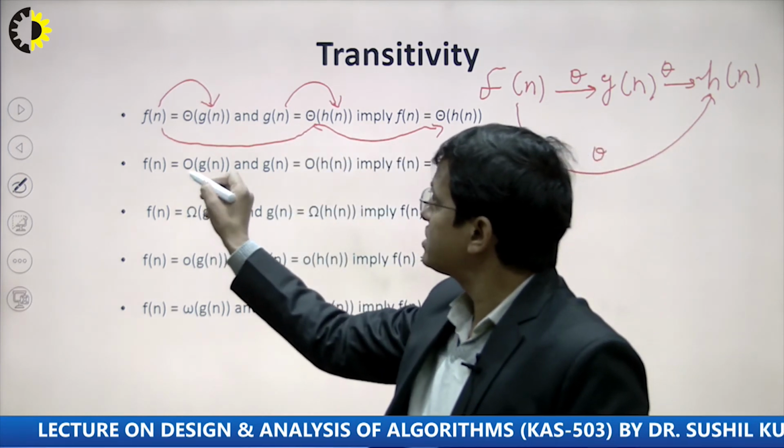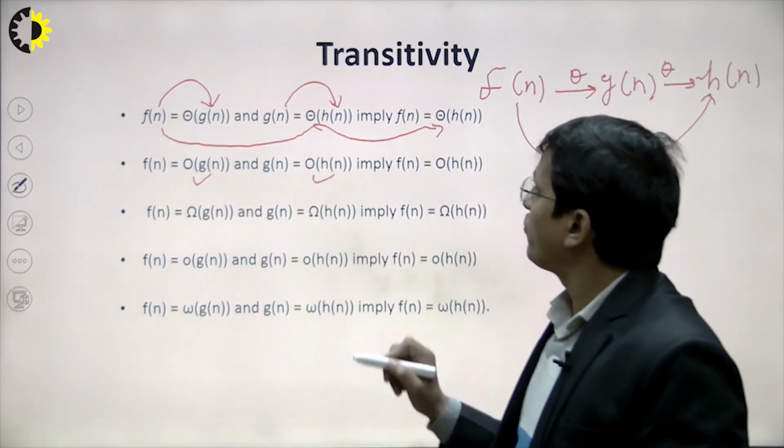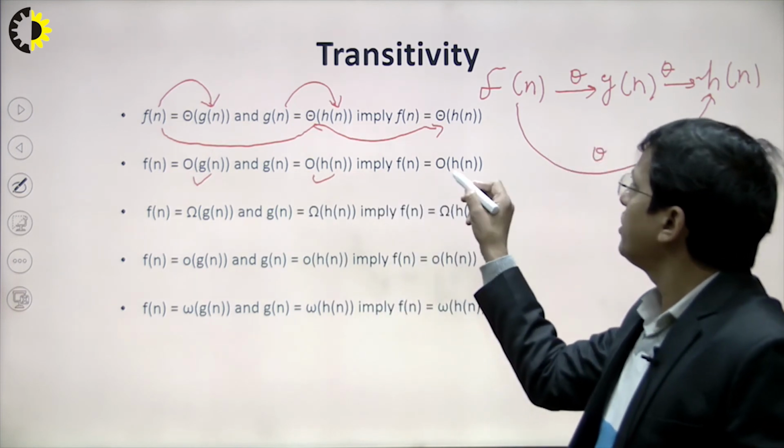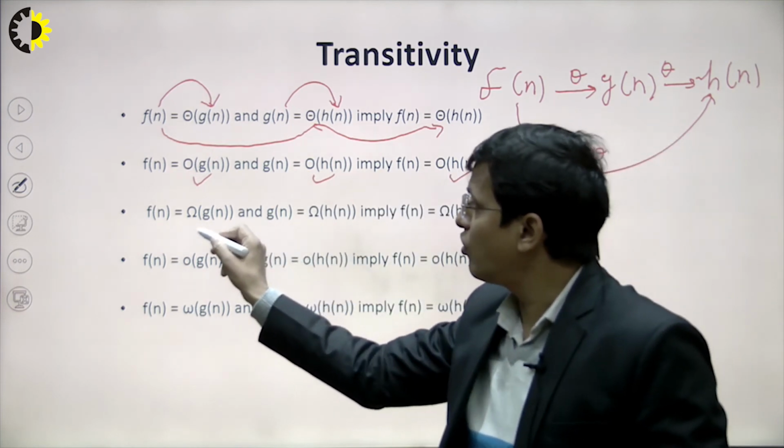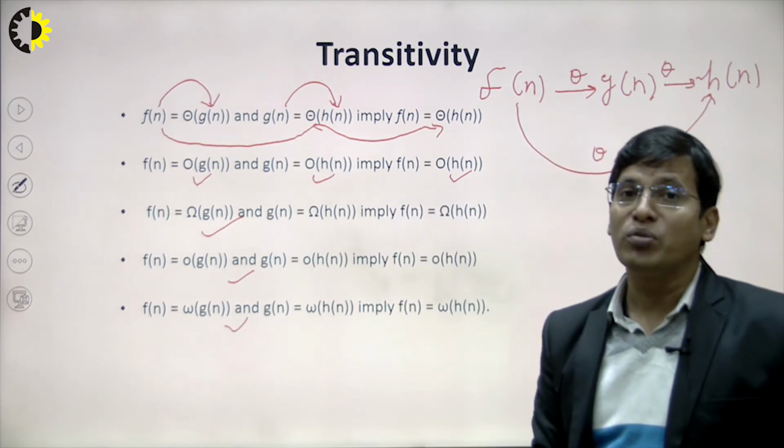Here we can see it also: if f of n is big O of g of n and g of n is big O of h of n, then f of n will be big O of h of n. Similarly, all notations follow the transitivity property.